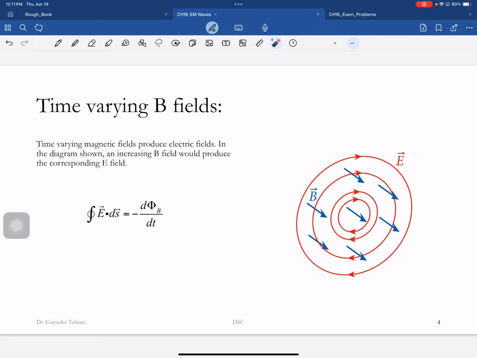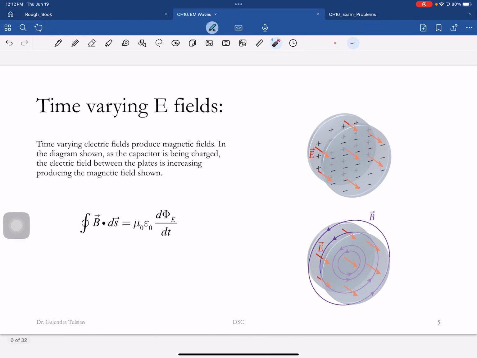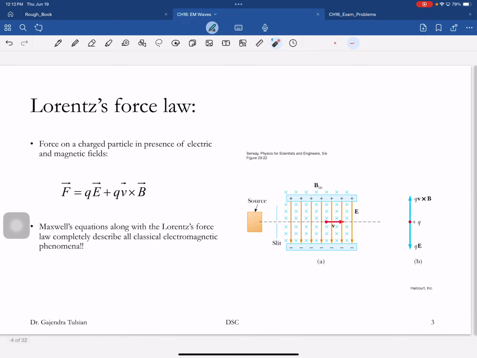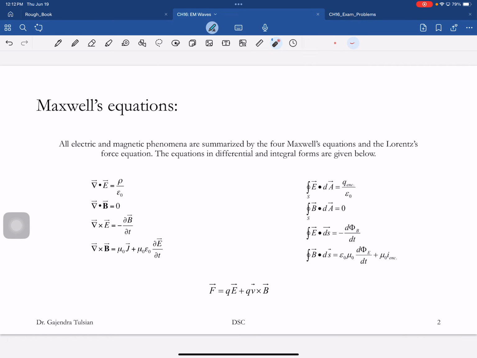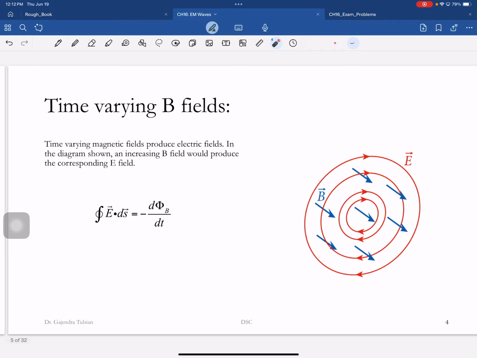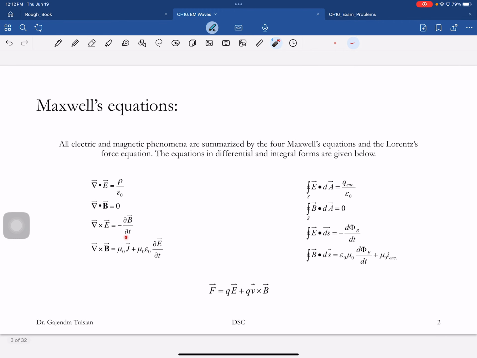We'll come to these slides. We won't worry about these slides. Okay, all right, I'll tell you what this is telling you. What this equation is telling you is, if magnetic fields increase, if magnetic fields are time varying, they will produce electric fields like that. The further out you are, the weaker the electric fields.